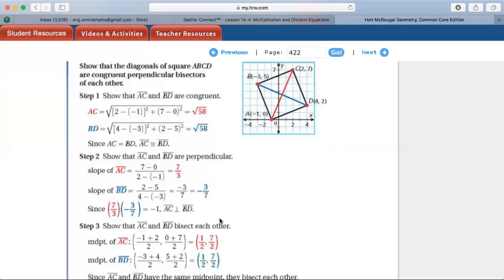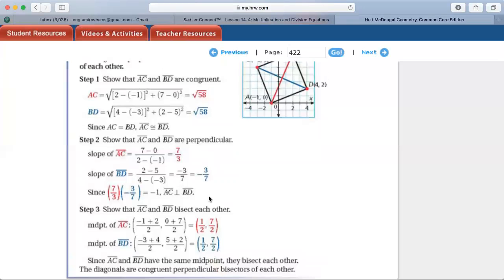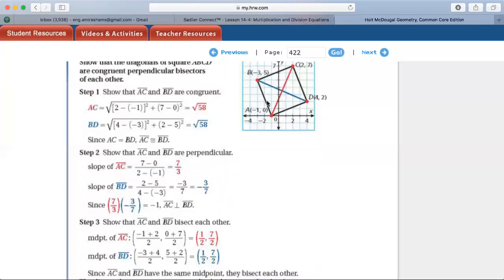What is left? Show that AC and BD bisect each other. Bisect each other means that each of AC and BD is divided into two equal parts. Okay, the midpoint of AC and the midpoint of BD. The midpoint of AC: I will use the ordered pairs of A and C. x1 and x2 over 2, minus 1 and 2 over 2, and y1 and y2 over 2, 0 and 7 over 2.